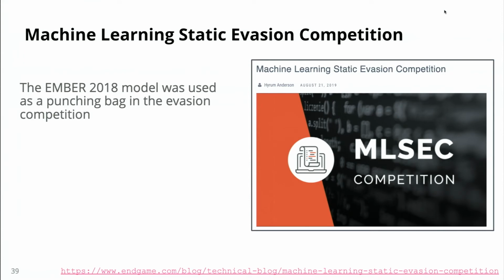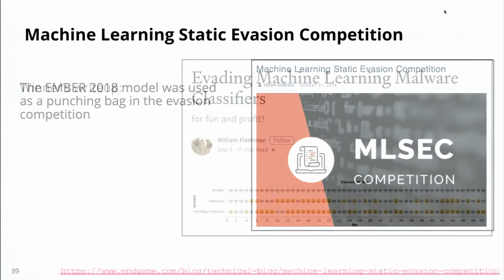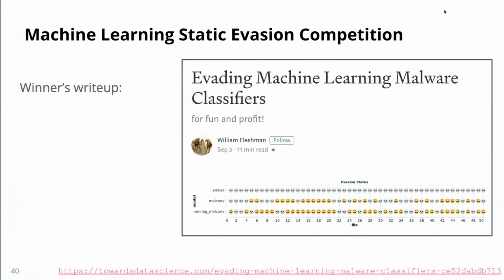And yeah, Hiram put together this whole static evasion competition. EMBER was a big part of that. Hiram released 50 malware samples along with 3 different malware static classifiers and asked competitors to iterate on these malware samples, change them without changing their output in a sandbox to evade those classifiers. It was a great competition.